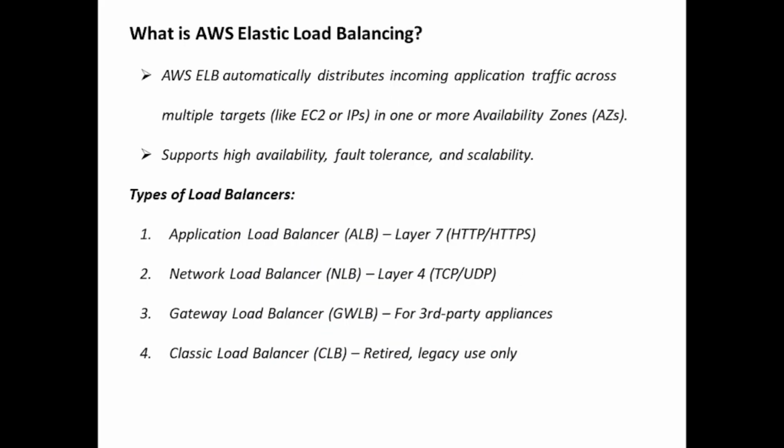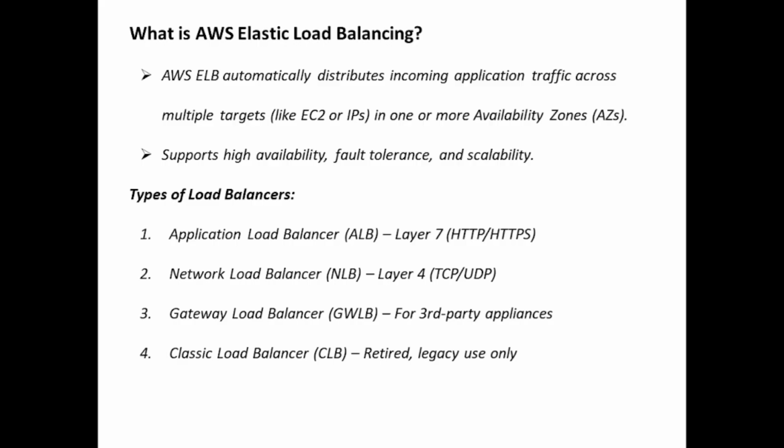Now that we understand what elastic load balancing is, let's go over the different types of load balancers offered by AWS and the layers at which they operate. Application load balancer. It operates at layer 7, the application layer. It is ideal for HTTP and HTTPS traffic. It supports features like host based and path based routing. It also supports WebSockets and integration with containers.